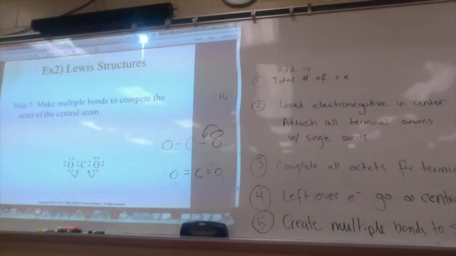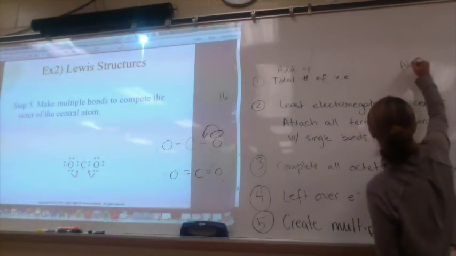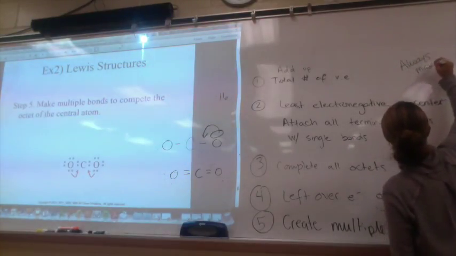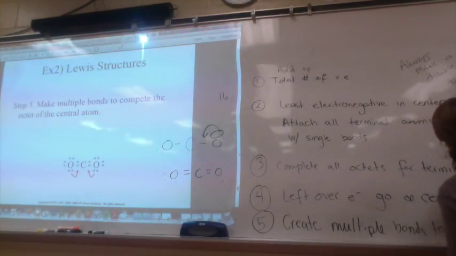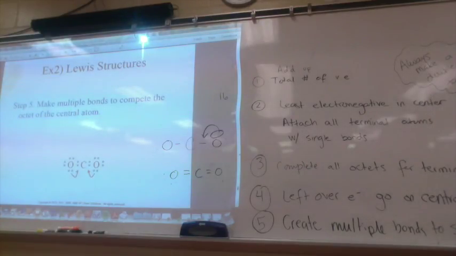As a general rule, if there's an oxygen in the structure, you always make a double bond to it before making a double bond to anything else. So I'm going to write that here. Always make a double bond to oxygen first, before you go to anything else. If there's a nitrogen perhaps in the structure, you're going to choose oxygen before that. And those are your rules. So for every molecule that you draw, this will work.